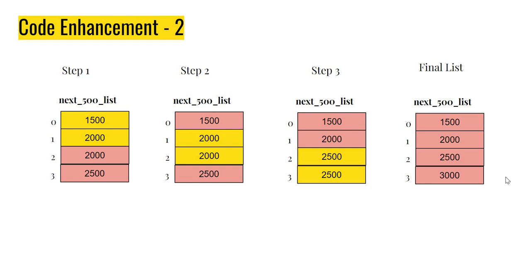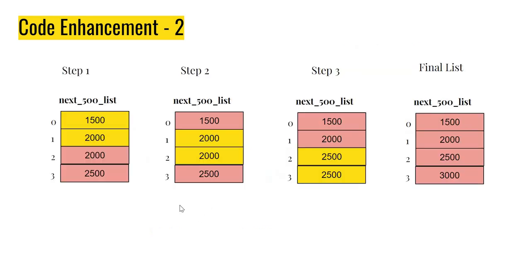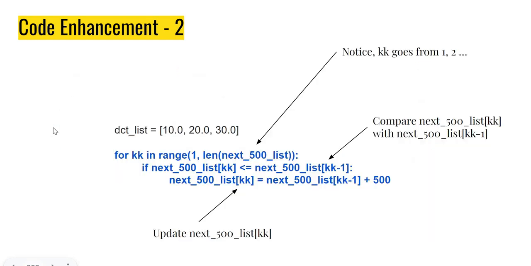Now, how we do this in code is actually quite interesting. What we will do is that we will run a for loop, but we will not run it all the way from 0. In fact, I'm using range 1 till the length. And really, it's exactly what we are doing here. We are comparing, for example, item 1 to item 0, which means that we are comparing item kk, kk is, remember, the counter variable, to item kk minus 1. So remember, kk is going from 1, 2, 3, 4, and so on and so forth.